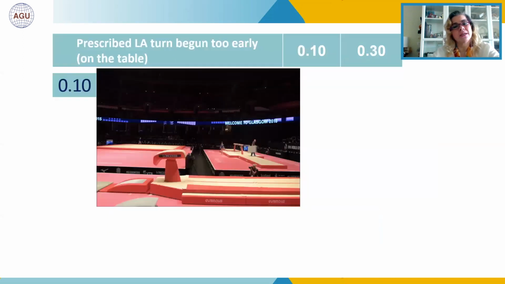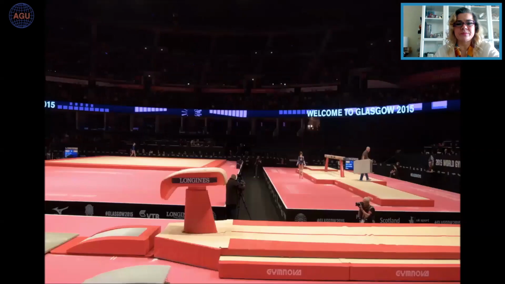Okay. We are still in the repulsion phase, and now we move to the deduction for prescribed longitudinal axis turn began too early. It means while the gymnast is still on the table. Again, the maximum deduction is 0.3, so either 0.1 or 0.3. Let's see the example for 0.1.